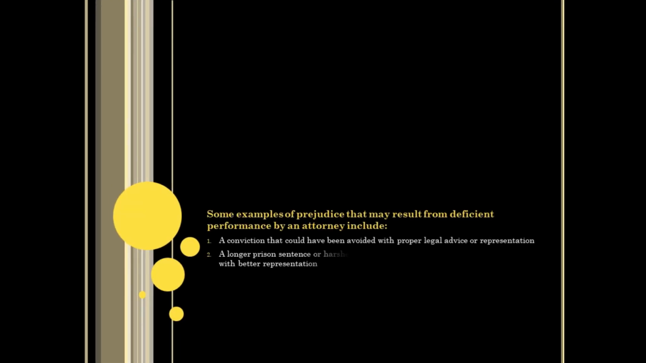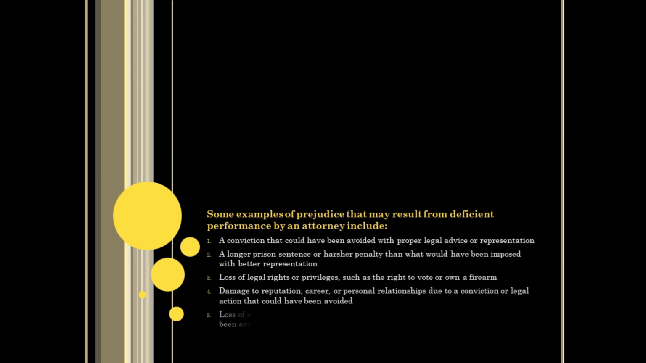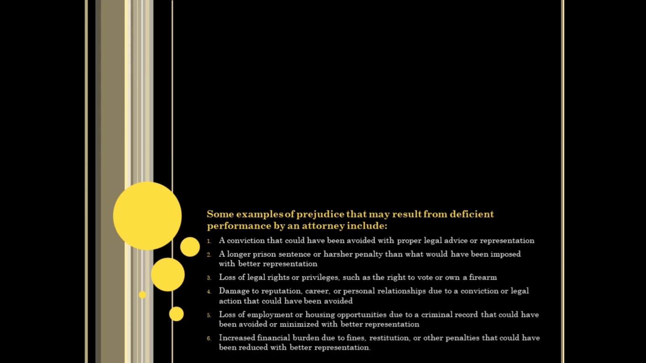Some examples of prejudice that may result from deficient performance by an attorney include: 1. A conviction that could have been avoided with proper legal advice or representation. 2. A longer prison sentence or harsher penalty than what would have been imposed with better representation. 3. Loss of legal rights or privileges, such as the right to vote or own a firearm.